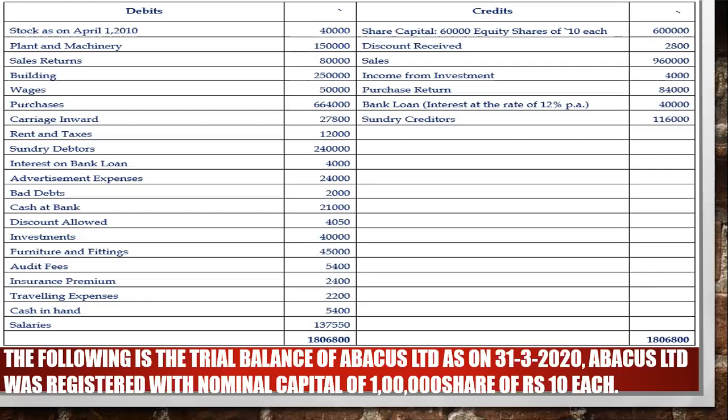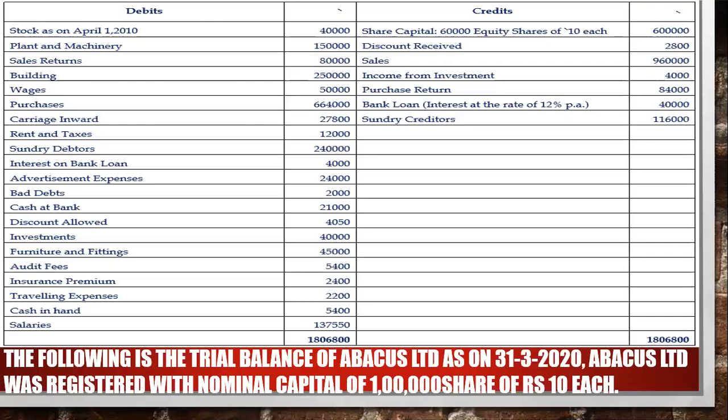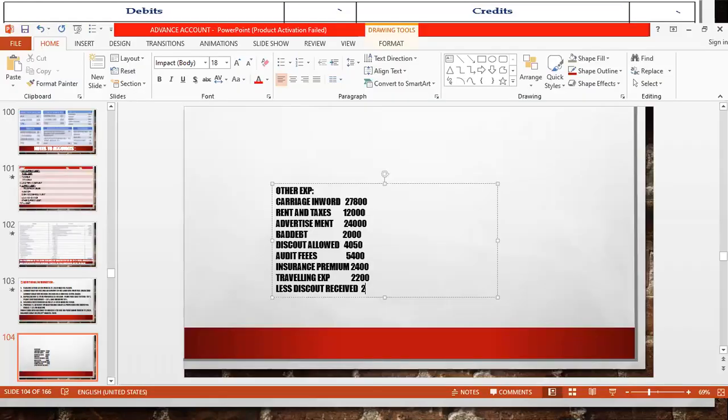Okay, as I told you, after adding this, you have to less your discount received. How much discount have you received? 2,800. दिख रहा है आप लोगों को? Yes. So you have to less over here. Oh, sorry. यहाँ पे हम लोग को less करना है.